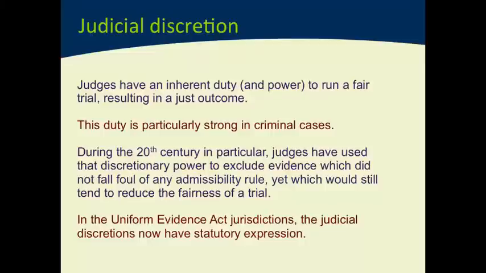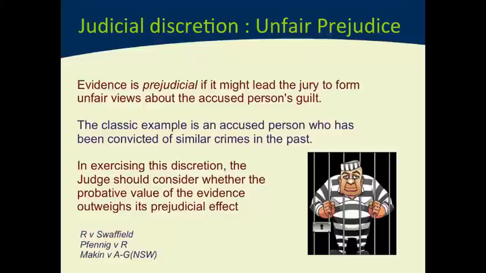Let's have a look at this in some more detail. The first discretion is unfair prejudice. Evidence is prejudicial if it might lead the jury to form unfair views about the accused person's guilt. And we've just discussed that example where an accused person has been convicted of crimes in the past. So what's meant to happen is that the judge will consider the probative and the prejudicial value of the evidence.